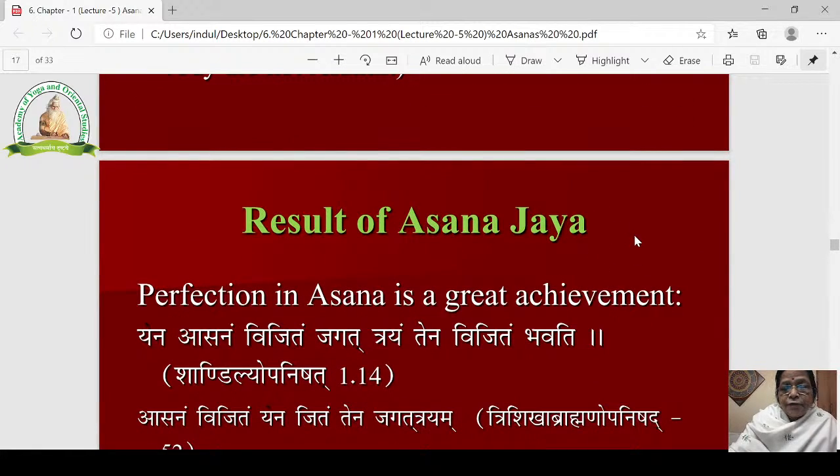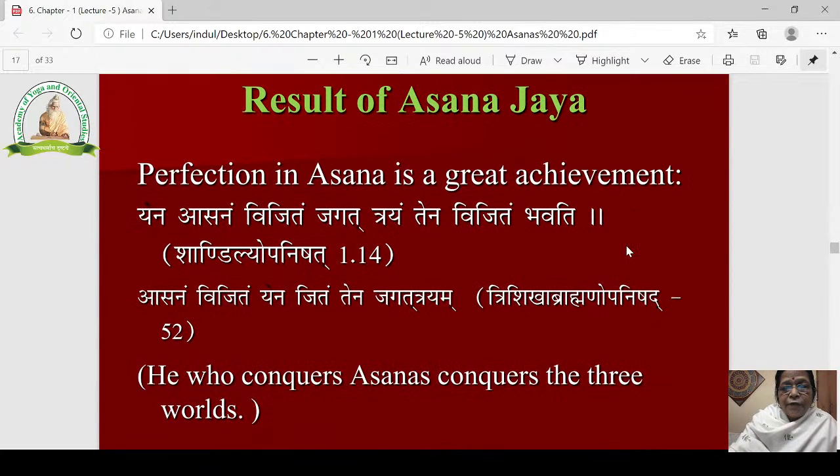Now, the result of asana jaya, or perfection in asana. What happens when one perfects in asana? Perfection in asana is a great achievement. Sandilya Upanishad says, Yena asanam vijitam jagatrayam tena vijitam bhavati. Again, Trishikha Brahmana Upanishad says, Yena asanam vijitam yena jitam tena jagatrayam. He who conquers asanas conquers the three worlds.